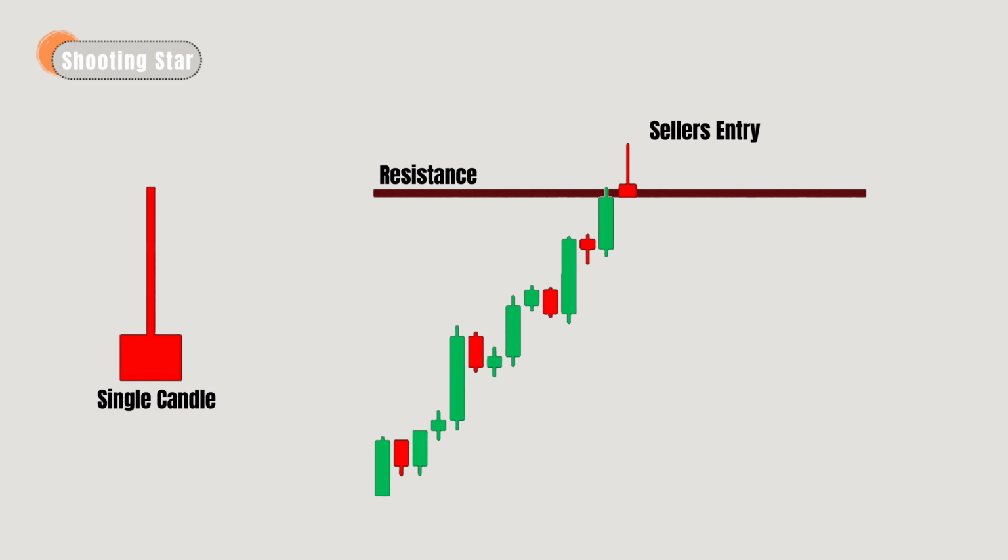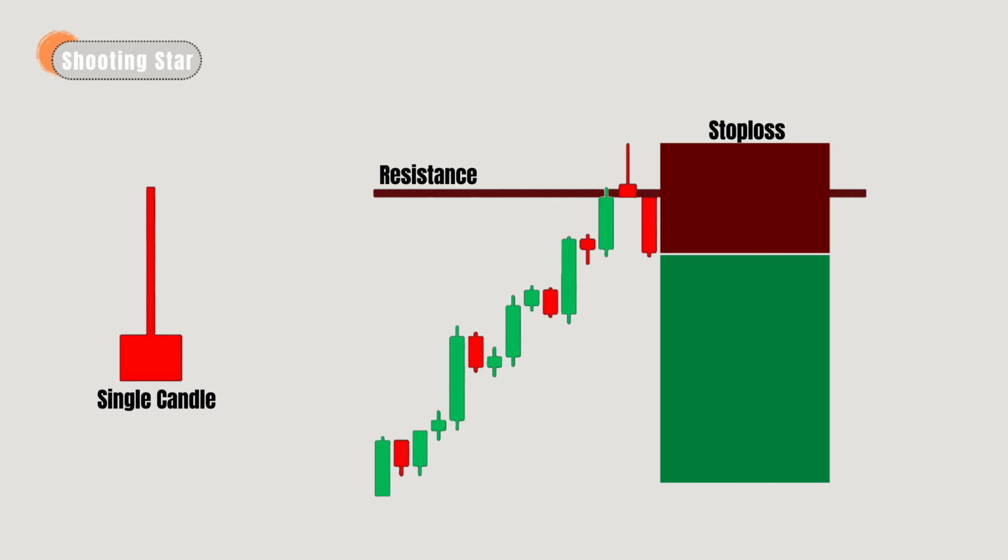Since the price is already in the resistance area, sellers show interest in selling at this higher level, which increases selling pressure and closes the price lower. After the shooting star candle, if a bearish candle forms and closes near or below 50% of the previous green candle, you can set your stop loss at the high of the shooting star candle's wick and enter a short trade. Now let's understand the psychology of buyers and sellers behind this.